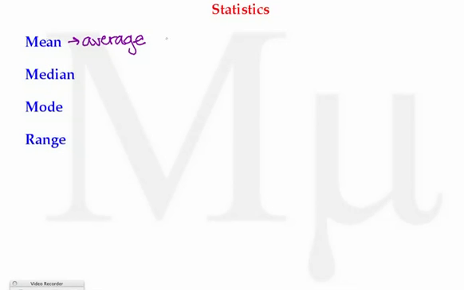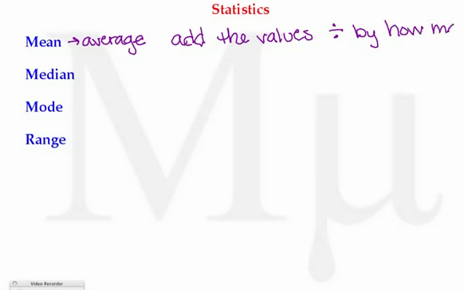So to find the mean, you add the values and then divide by how many numbers. So, if you had 7 numbers, add them, divide by 7.